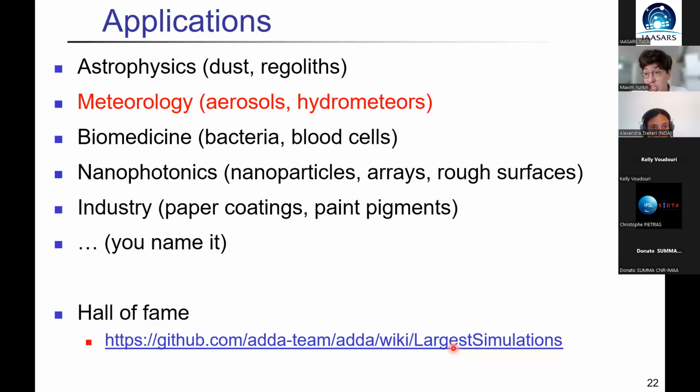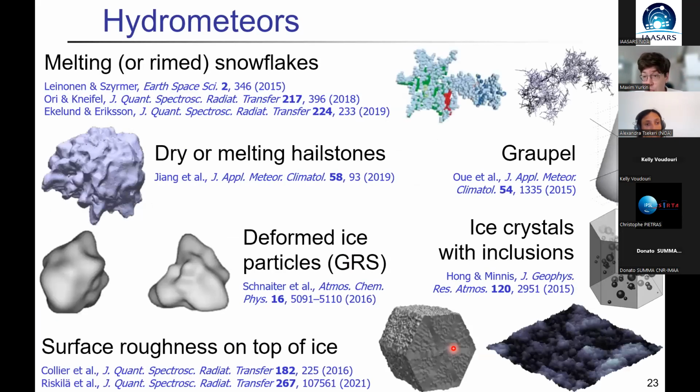Well, we go to applications. As I mentioned, DDA is just a method to simulate electromagnetic interaction, so it can be used almost anywhere. But we are interested in meteorology and atmospheric applications, so that's aerosols, hydrometeors. And, well, finally, here are some examples. Surely I selected the most complicated particles. You can also do some simple ones, like hexagonal ice columns.